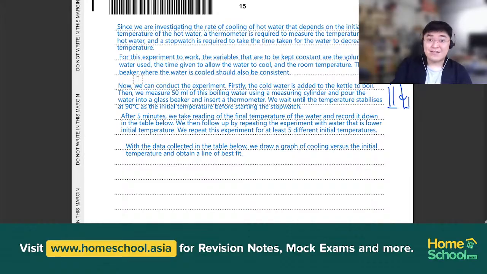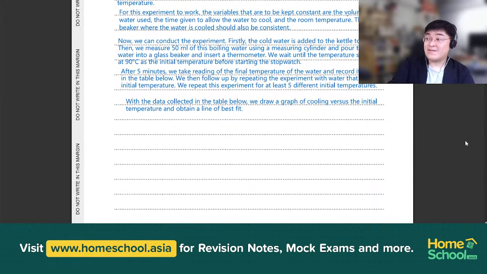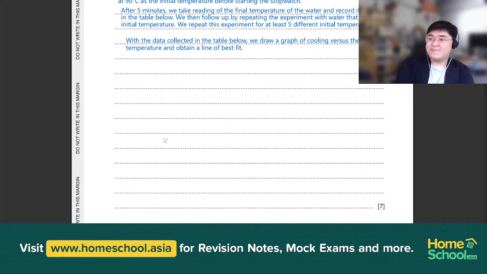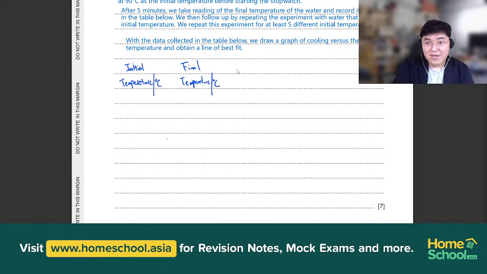Now let me show you how to do the graph. Sorry, we're going to show you how to do the table first. So let's say we have the initial temperature, and that is in degrees Celsius, right? We also have a final temperature, also in degrees Celsius. All right, and then we have a decrease in temperature.